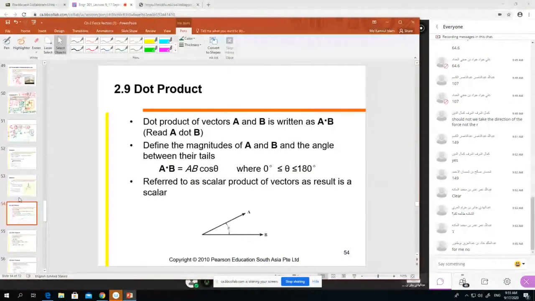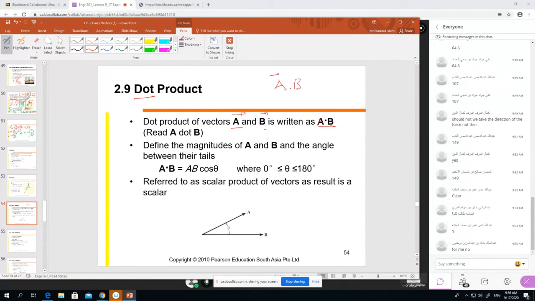The new topic is dot product. What is dot product? We will learn dot product and cross product. For this time we will learn dot product. The dot product of vector A and vector B is written like this: A dot B. In books, you will find it written in bold letters.